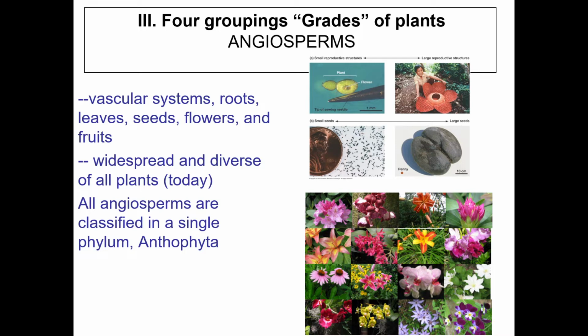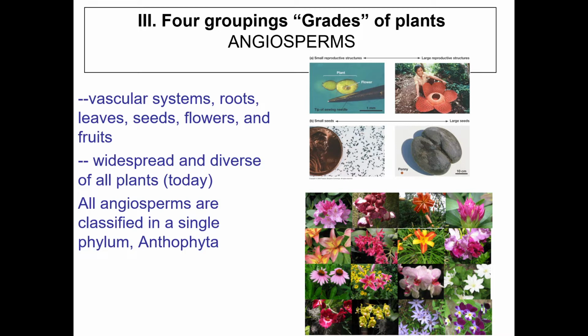So we got all the way up to the gymnosperms, which had seeds and leaves and roots and vascular systems and all that. But we didn't have flowers and fruits yet. Now the grouping of angiosperms is characterized by having flowers and fruits, the end-all and be-all of reproduction in plants. And so that brings us to our last of the four.